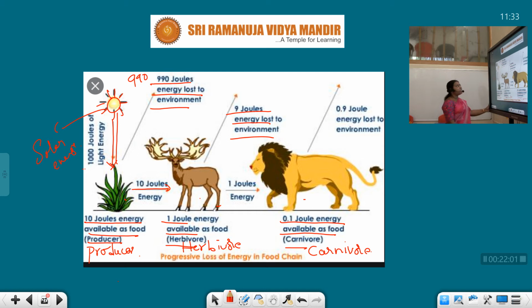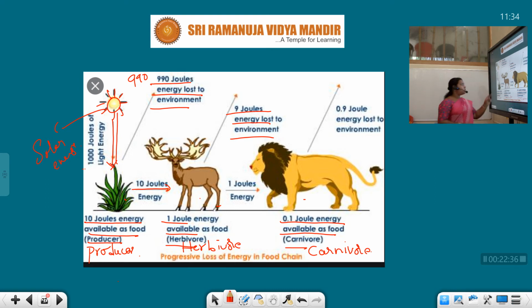Once again, I am explaining, students. Here the sun is going to provide the light energy or solar energy to the entire nature. Primary producers fix the solar energy to perform the process of photosynthesis. First, let us assume that our sun is providing 1000 joules of energy. But our primary producer, our plant, is taking just 10 joules of energy available as food, and the remaining 990 is going back to the environment.